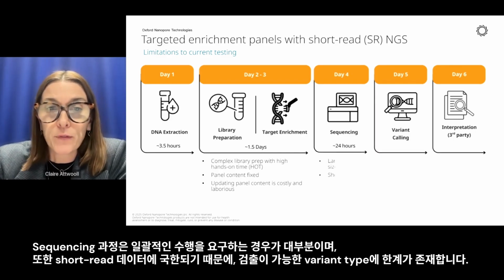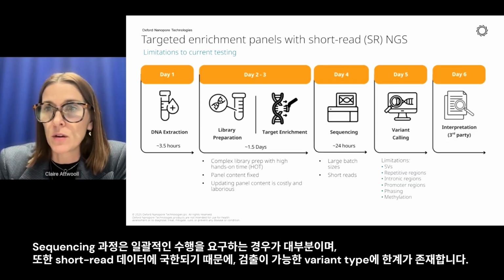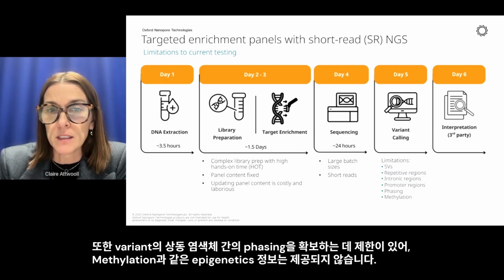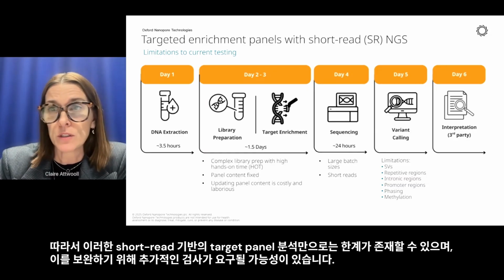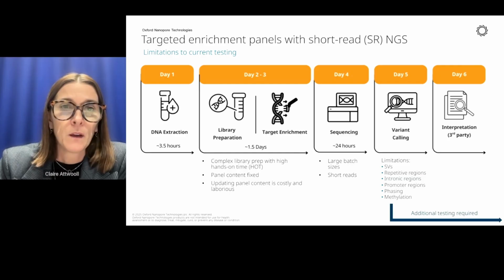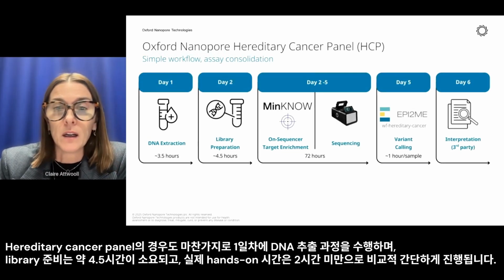The sequencing often requires large batch sizes, and again, we're only getting short reads, and that in itself has some limitations on the types of variants that we can call well, and certainly the ability to get phasing, and there is no methylation. And so there may be additional testing that is required on top of this short read targeted panel.